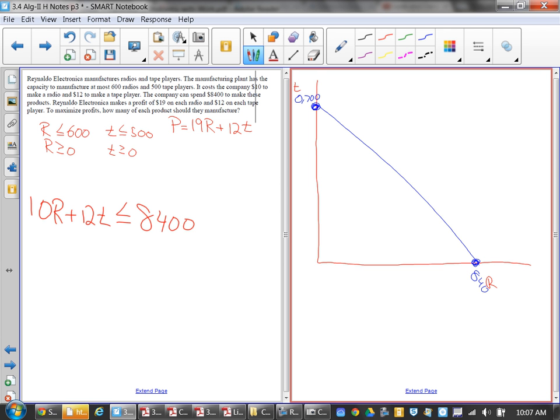Now, which way is this moving? Is it moving inward or outward? Moving inward. Here's the reason I said it was easier to plot those first: now I've got some sort of a scale to place my vertical and horizontal parameters. My R-intercept was at 600, so I'll put it here. It's vertical, and it's got to be less than, so it's coming inward. My T-intercept was 500, and it's also moving inward.